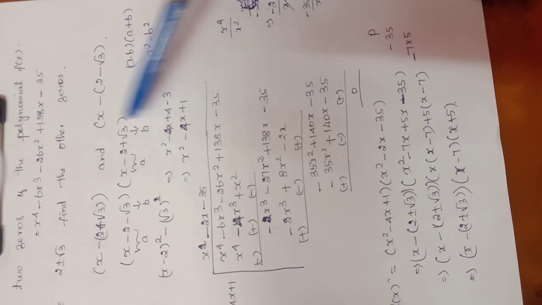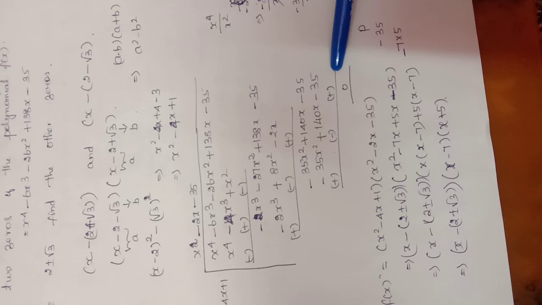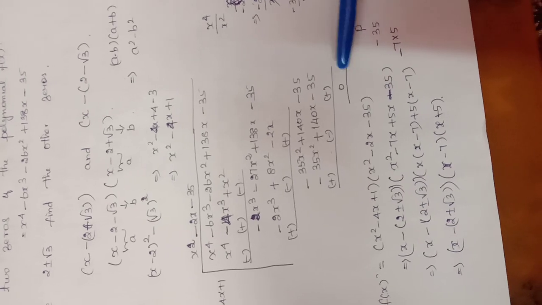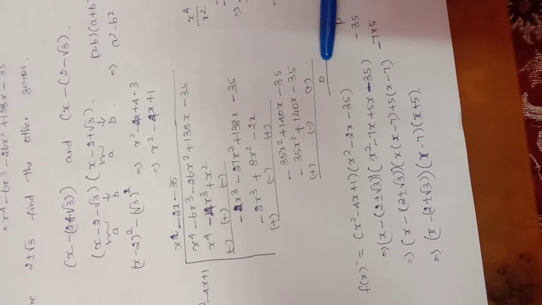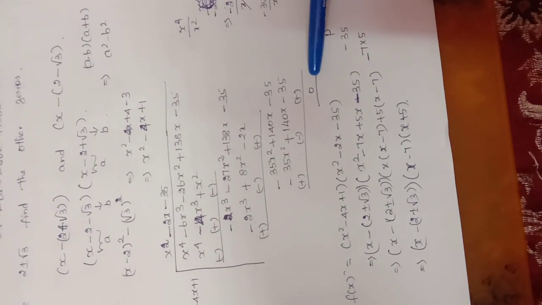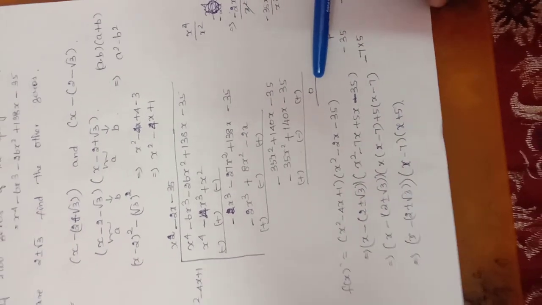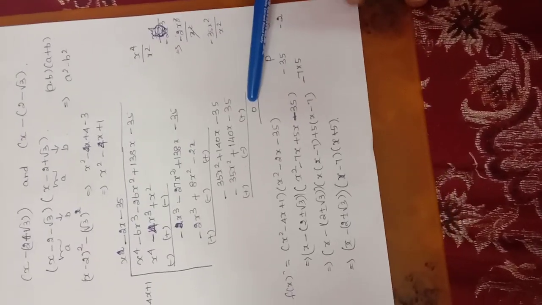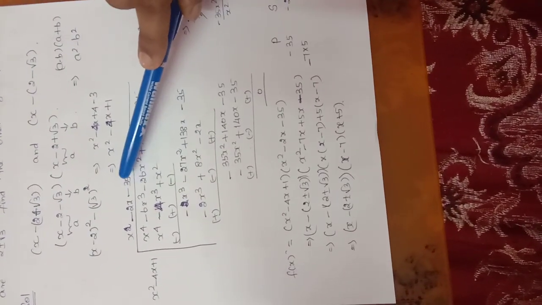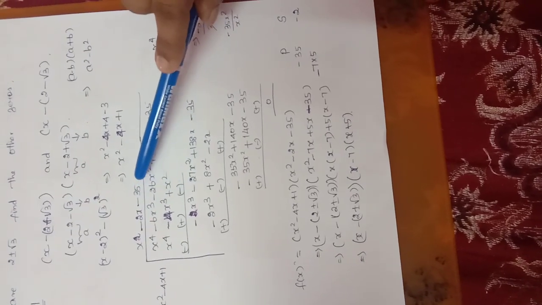In this method, when you are finding the zeros of the polynomial, when 2 zeros are given, the remainder must always be equal to 0. If you are not getting the remainder 0, it means there is a mistake somewhere in the calculation. Verify that, correct it and carry out the same method. So this is the quotient you are getting, x square minus x minus 35.